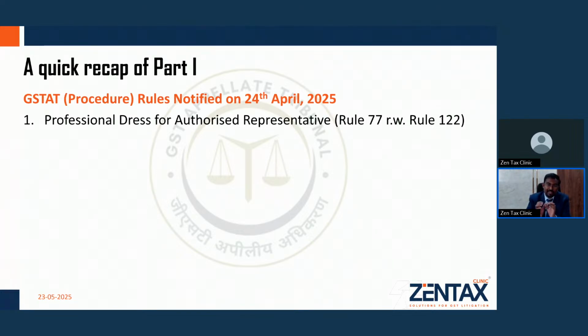This is a very important legal provision which needs to be taken into account, because when we appear before the departmental authorities, be it the Commissioner Appeals, the adjudicating authority or any lower authority, we appear in formal professional attire, but the wearing of a coat and a tie is not required. Whereas when we read the GST procedure rules, rule number 77 read with rule number 122, it very clearly brings out that the authorized representative or any person appearing before the GST Appellate Tribunal is required to wear a professional dress, which requires a coat as well.